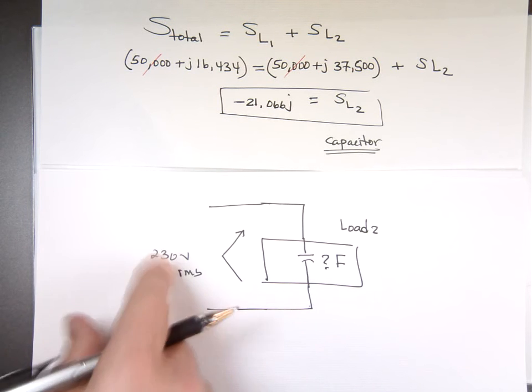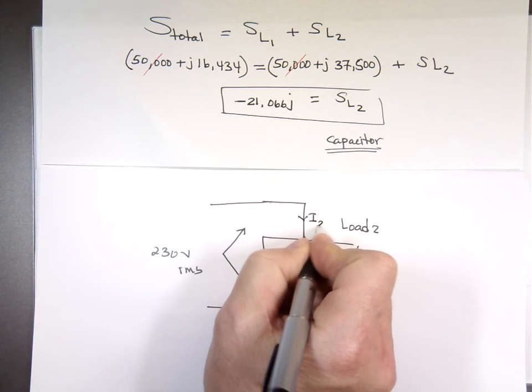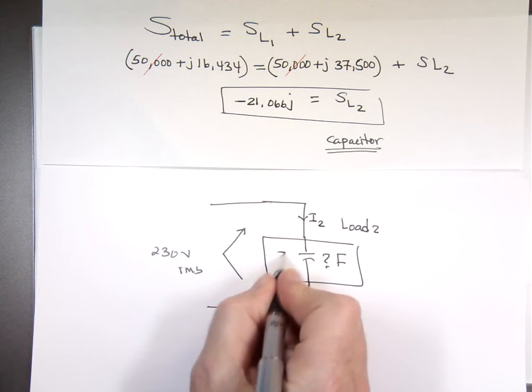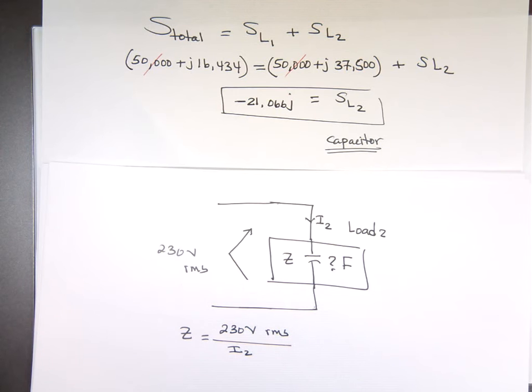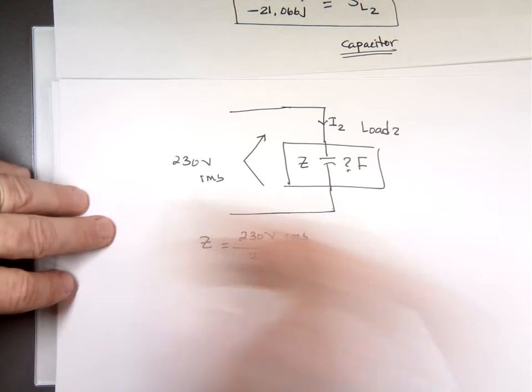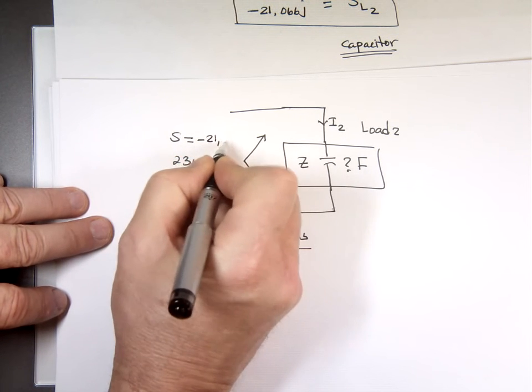We know the voltage. If I know what this current is, then Z here will be what? Ohm's law, it's 230 volts RMS divided by I sub 2. So you want to find what I sub 2 is in RMS here. So how do we find what I sub 2 is? Well, I also forgot to write the complex power here. For that it is negative 21,066 J, right?